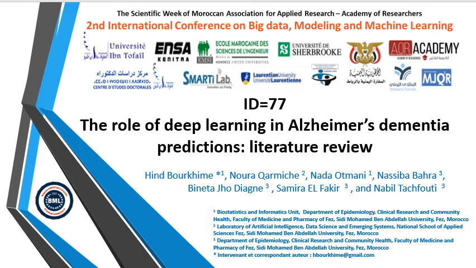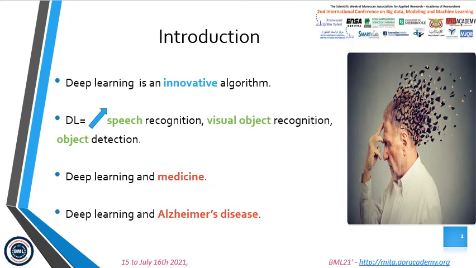Allow me to present my literature review on the role of deep learning in predicting Alzheimer's dementia. Deep learning is an innovative algorithm based on neural networks that has been shown to be very effective in discovering complex structures in high-dimensional data using the backpropagation algorithm. It has dramatically improved the state of the art in speech recognition, visual object recognition, object detection, and many other fields such as drug discovery and genomics.